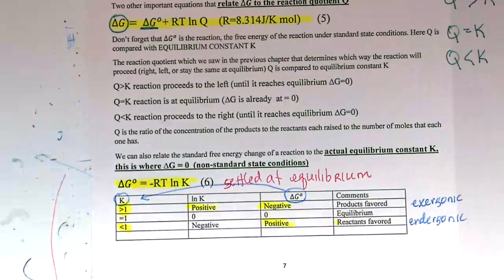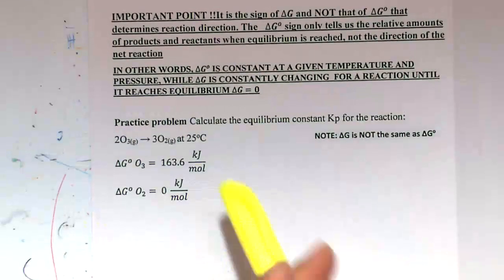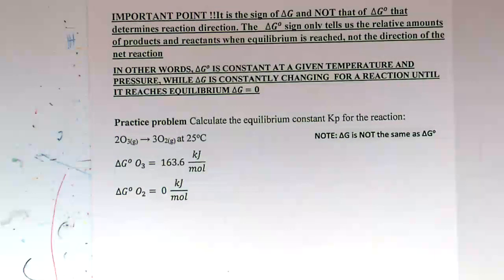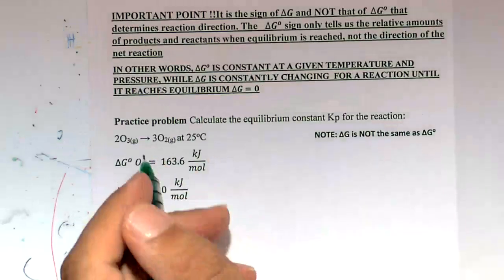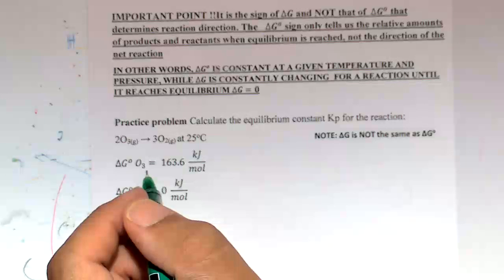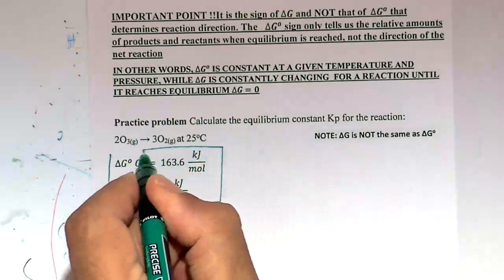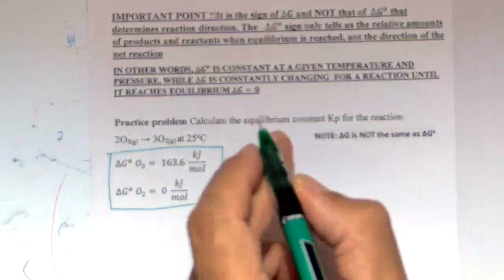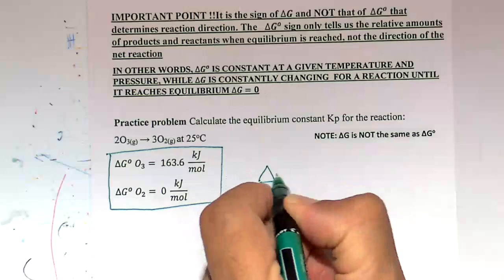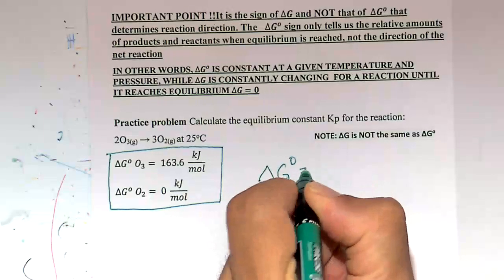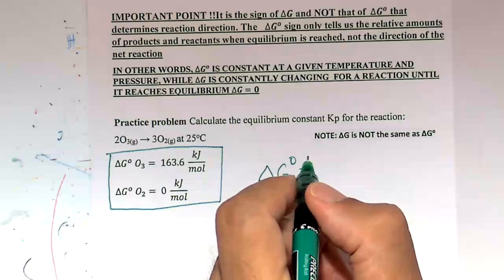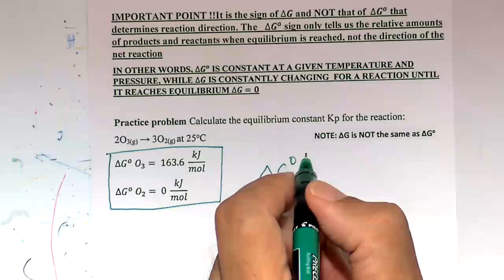These last two problems will illustrate this. Calculate the equilibrium constant Kp for this reaction. I see here standard state free energy values. So for the equilibrium constant Kp, this is the equation we'll use. I'll give this to you on the test. You don't have to memorize this equation.